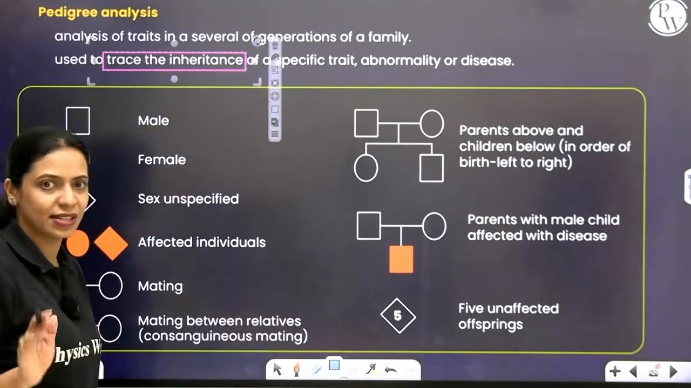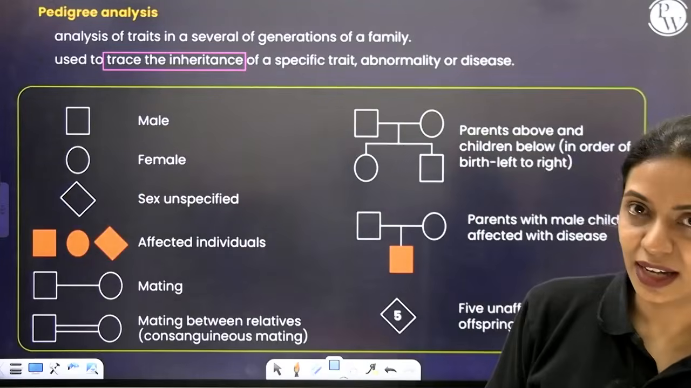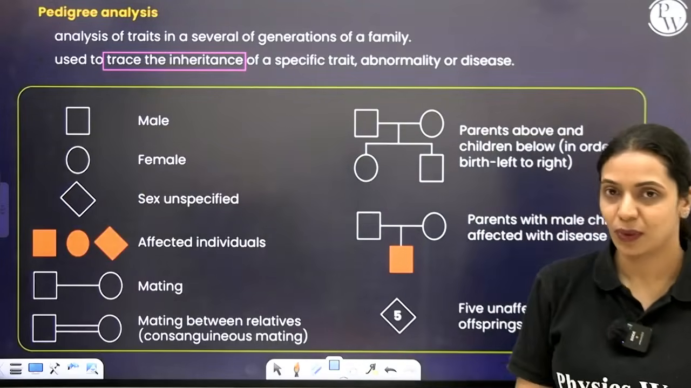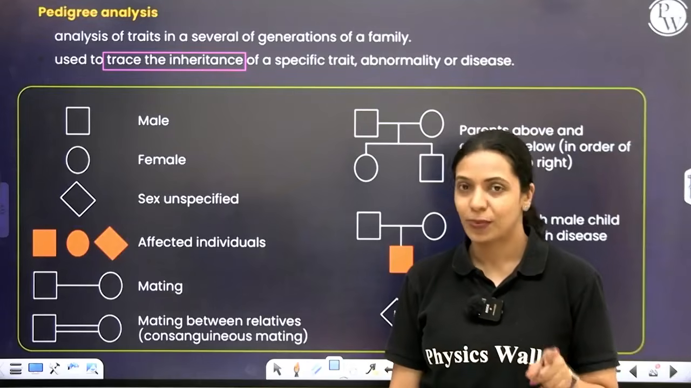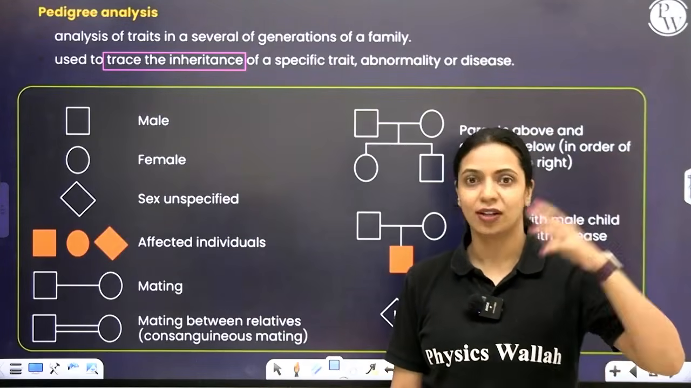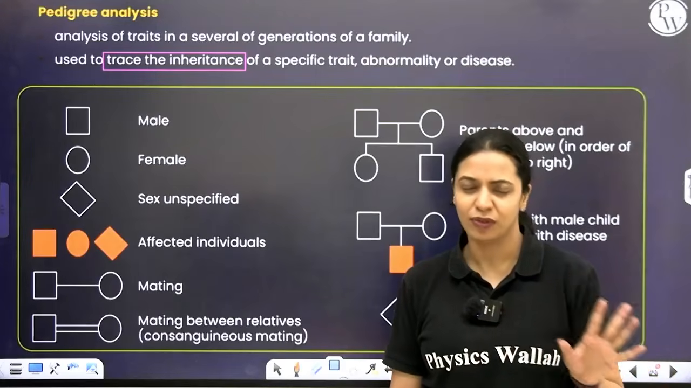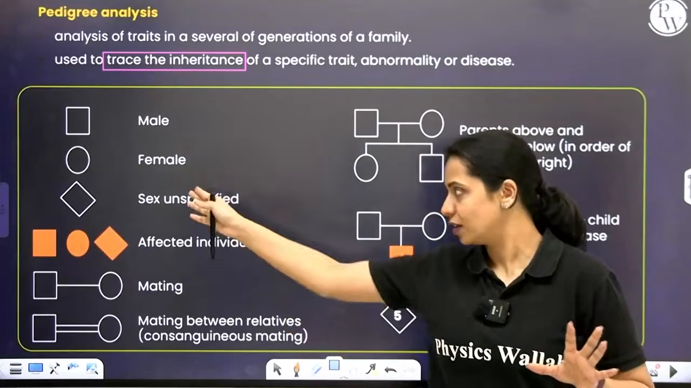It need not be a disease, it could be any trait, any abnormality, any disease, something. In this pedigree analysis, we use some symbols. Okay, we'll understand those symbols. To represent males, we use a square. To represent female, we use a circle. If sometimes you don't know in some previous generation whether it was a male or a female, if you're not really sure, it will be diamond shape, which is sex unspecified, rhombus.